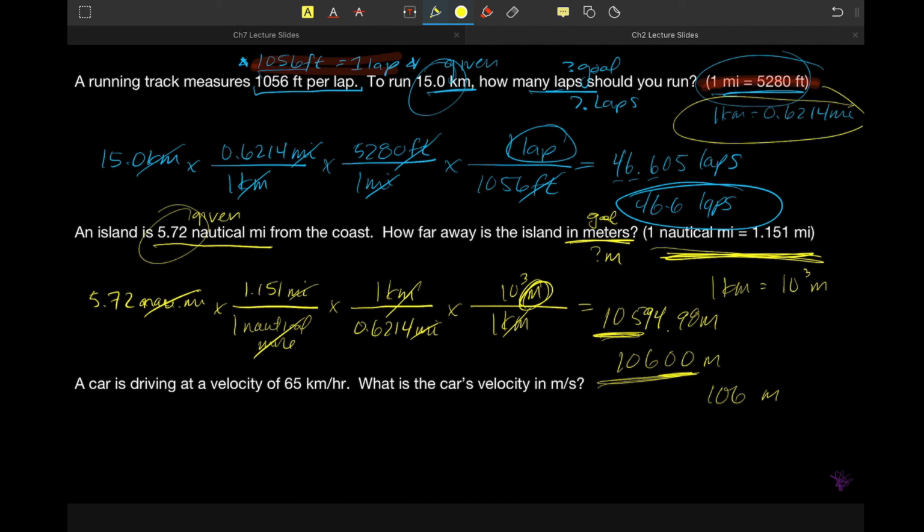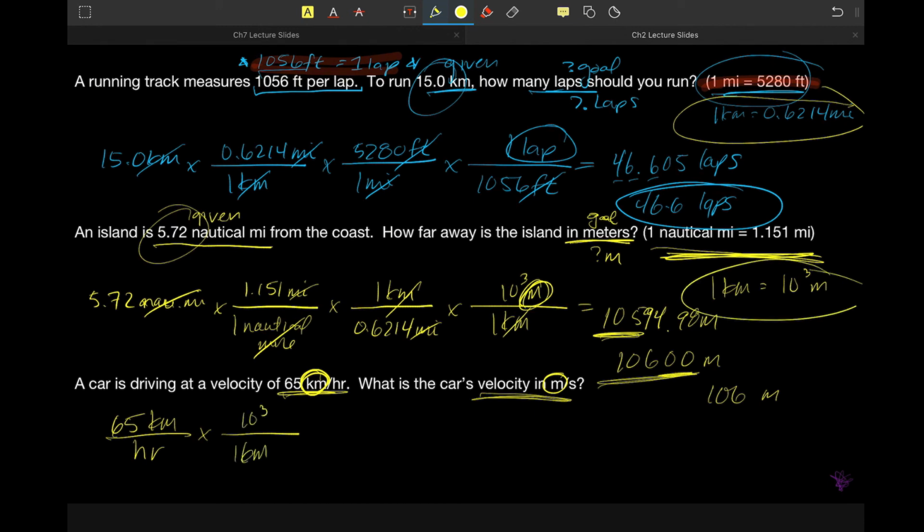And then finally, we have a car driving at a velocity of 65 kilometers per hour, and I would like to convert that velocity to meters per second. So 65 kilometers per hour, and you can start in whichever direction makes most sense to you. We're going to convert our distance units from kilometers to meters, and we already know that relationship, so 1 kilometer is equal to 10 to the third meters. Kilometers cancel. Now we've got to convert our hours into seconds.